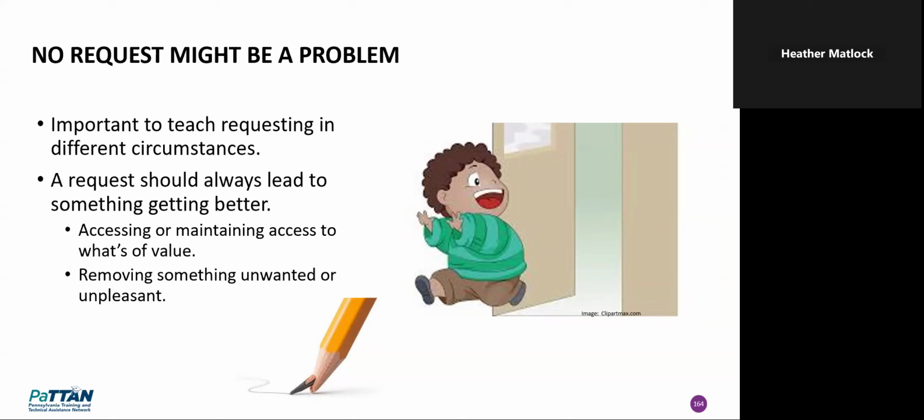So by that, I mean, for example, if I'm trying to toilet train my child, I'm going to focus on toilet training first. I'm not going to try to make them request to go to the bathroom. If they don't yet value going to the bathroom, I might actually be punishing requesting.